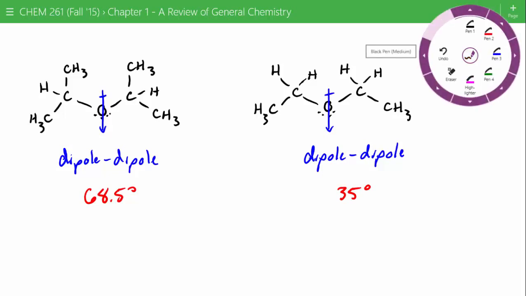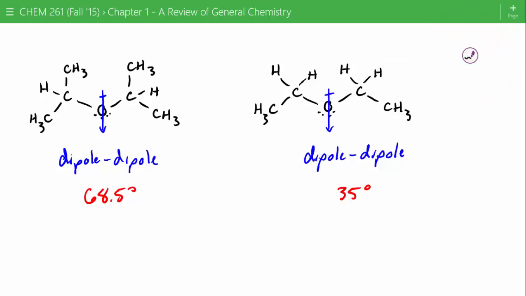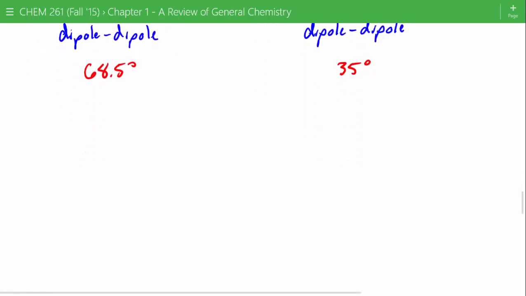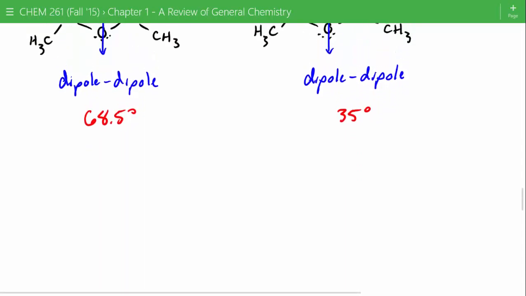All right, let's do... So with hydrogen bonding, you can have carbon elsewhere in the molecule, but the hydrogen needs to be directly attached to an oxygen, nitrogen, or fluorine. Okay, let's do another one. We'll do one last one.